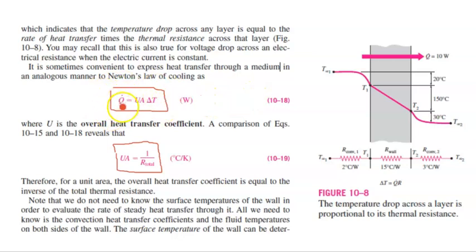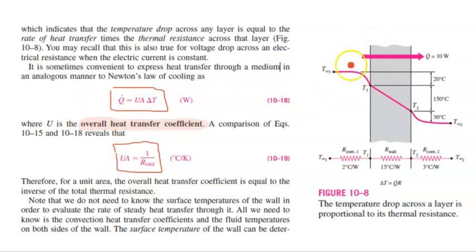We have Q dot, which is the rate of transfer of heat, equal to U A delta T, where delta T is the change in temperature, A is the area, and U is the overall heat transfer coefficient. It is a heat transfer coefficient, not a resistivity coefficient. The bigger the area, the lower the resistance. So here UA is going to be constant.